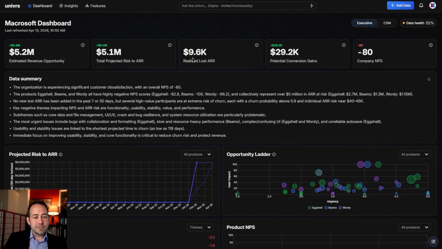That balances itself out a bit with the total projected risk to ARR here. So total projected risk to ARR is the most complex one we calculate currently. I'm not going to go into a lot of excruciating detail, but roughly we're taking into account things like how old the data feedback is. So if it's a 2-year-old survey, obviously we're not counting that at all in this value.